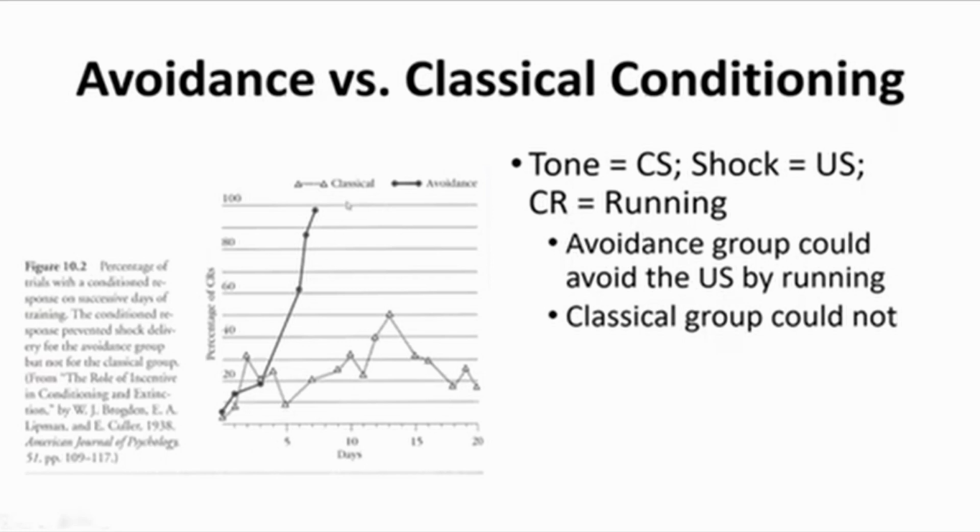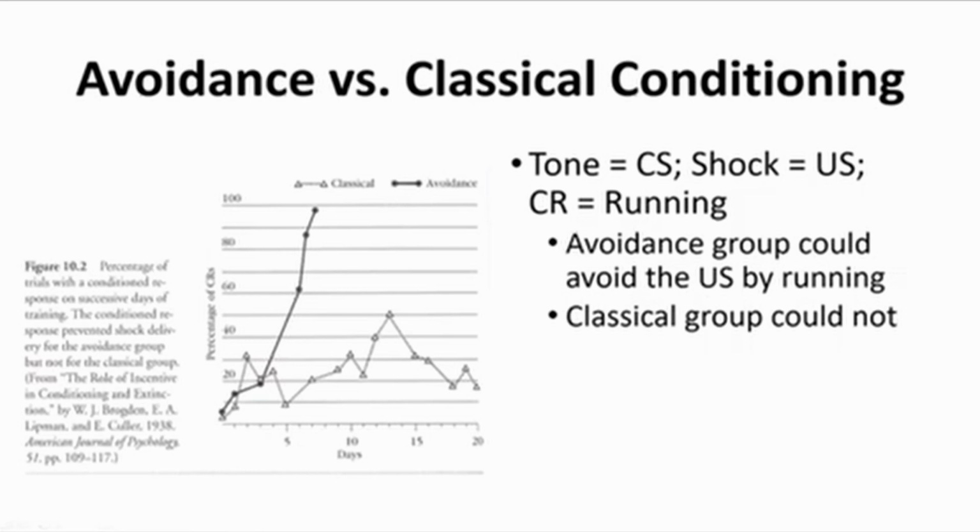In the classical conditioning group, these open triangles, the tone would precede the shock, and the shock would occur no matter what. But the response to being shocked would also be to start running. So we see a fair amount of running behavior, a percentage of conditioned responses, basically how much running they are doing. Those in the classical conditioning group ran pretty much consistently. There are some ups and downs, but overall a pretty flat amount of running.